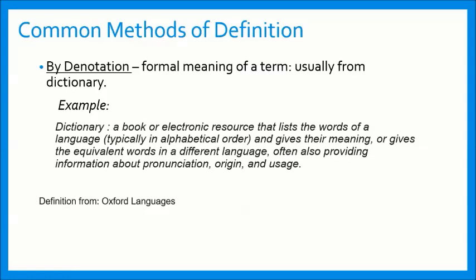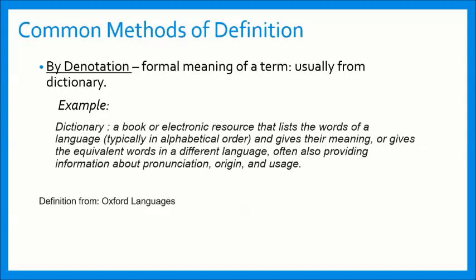Okay, so when you get the actual or the formal meaning of a term from a reference like a dictionary, you are writing it by denotation. So for example, I searched the meaning of dictionary, and this is the formal meaning of the term, or the denotation of dictionary.